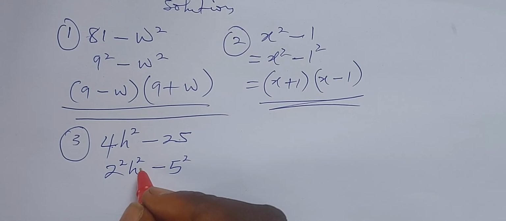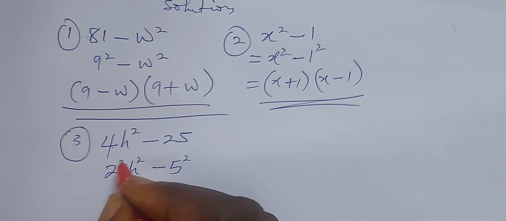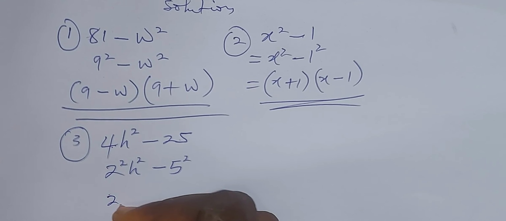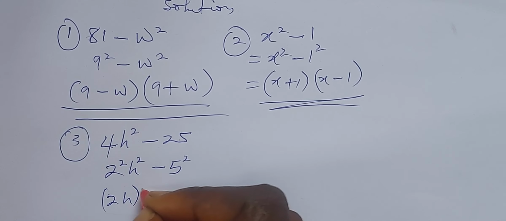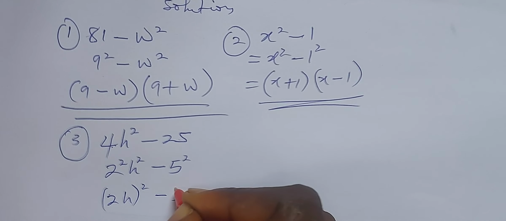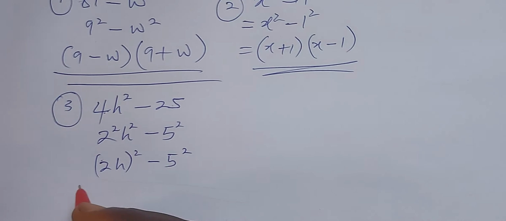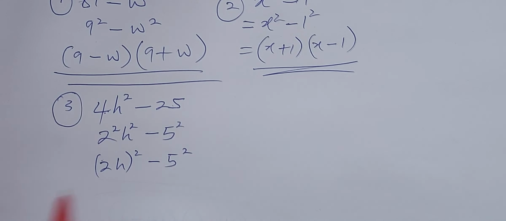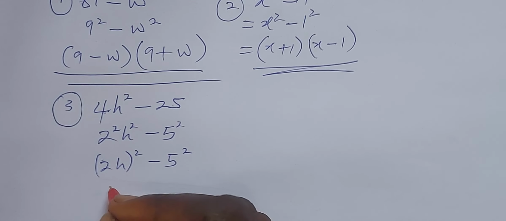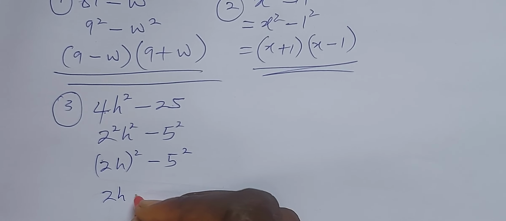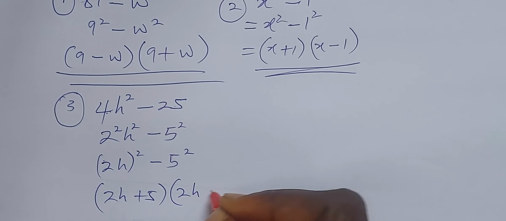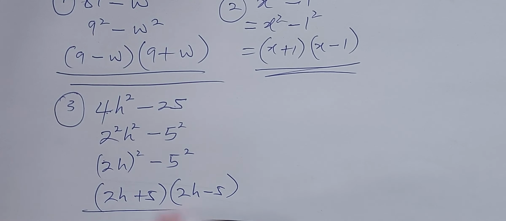Okay? So now, you can pair this one together as 2h, everything squared, minus 5 squared. So that you can have it like normal two numbers. So you have 2h plus 5 into 2h minus 5. So that is the answer.